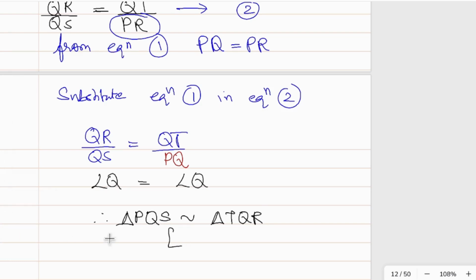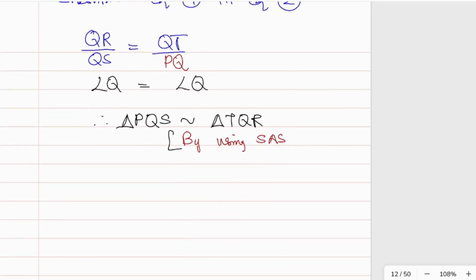By using SAS similarity criterion. Okay, hence proved.